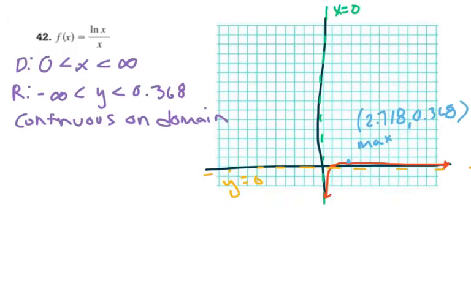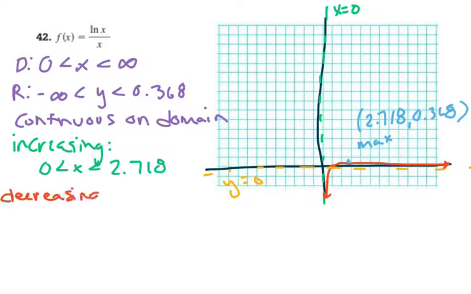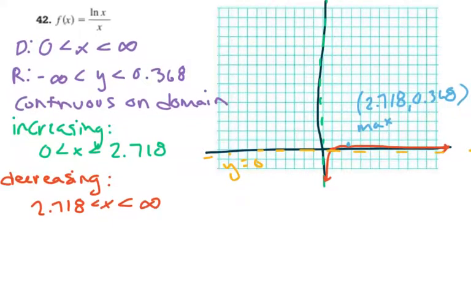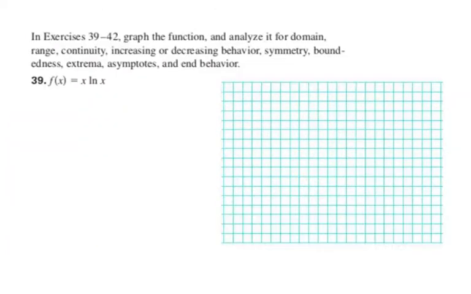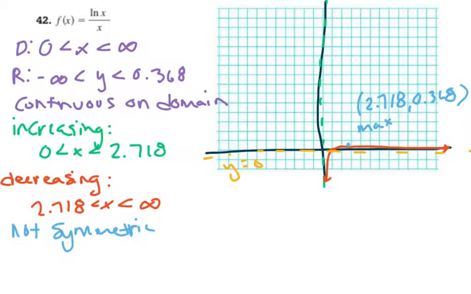Then we're looking for increasing and decreasing. So increasing is actually, oh wait, no, it's increasing from 0 for our x to the maximum point, which is at 2.718, and then it's decreasing from 2.718 to infinity. There it is. Alright, then our next question is if it's symmetric, and it is definitely not symmetric, meaning there's no rotational or point cut in half. And then boundedness, it is bounded above at that maximum point.